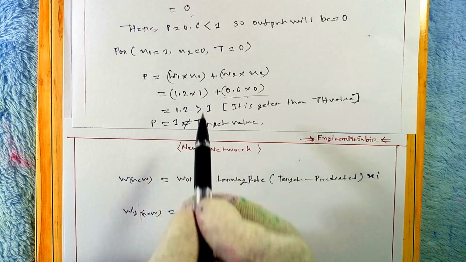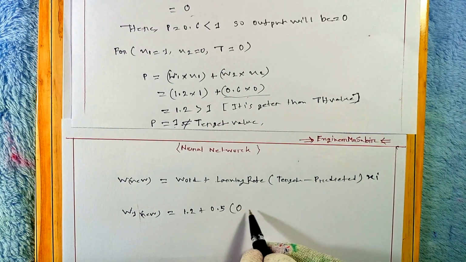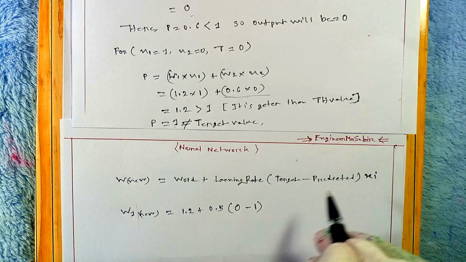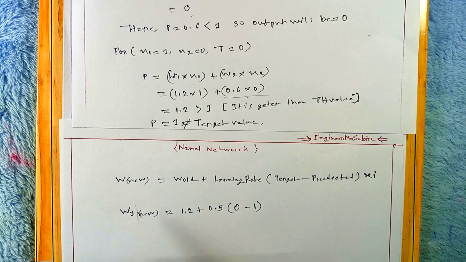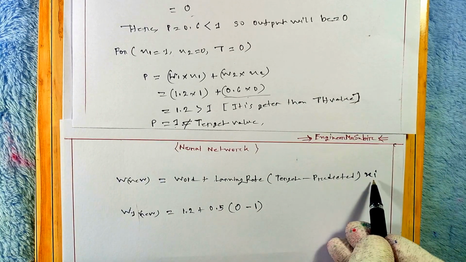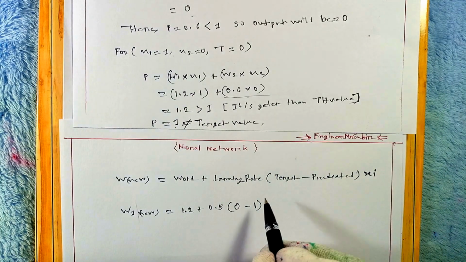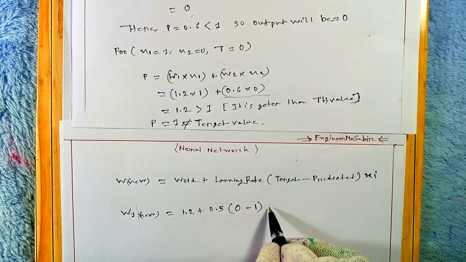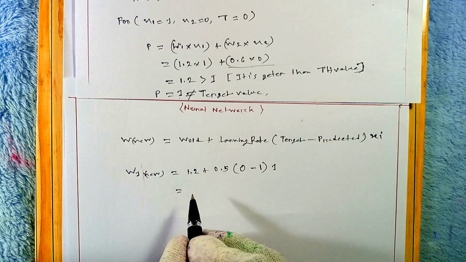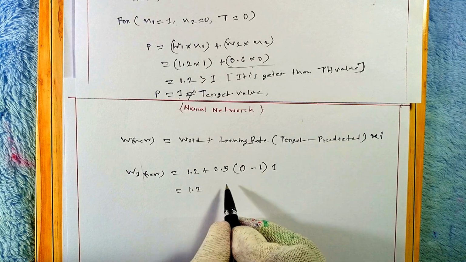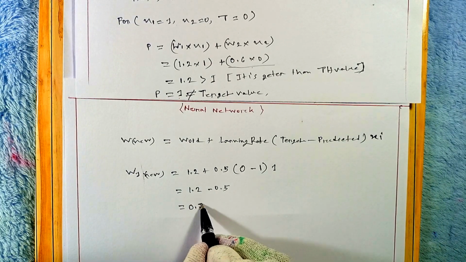There our target was 0, but predicted was 1. We are searching for the value of w1, so xi will be x1, because this is w1, and when we calculate w2, that time xi will be x2. So x1 is 1, xi means x1 is 1. So the new value will be 1.2 minus 0.5, which equals 0.7.